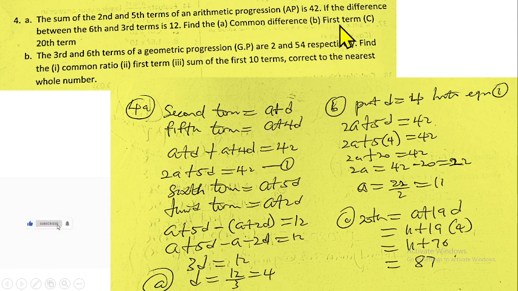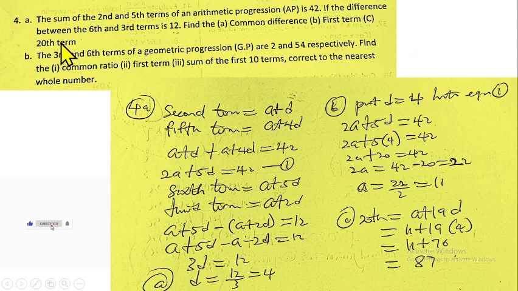Then we have to find the first term, which is a. So we can put that in equation 1. Equation 1 says that we have 2a plus 5d equals 42. So we can put our d there. So we have 2a plus 5 into 4 equals 42. So we have 2a plus 20, because 5 times 4 is 20, equals 42. 2a equals 42 minus 20. That gives us 22. Then divide both sides by 2. That gives us a to be 11. So that means the first term is 11.